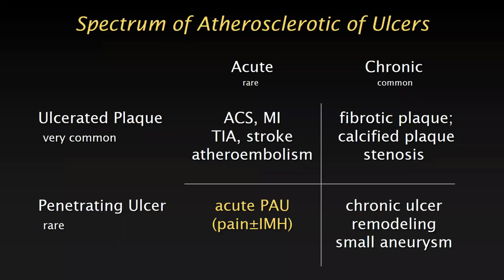But the big picture of acute penetrating atherosclerotic ulcer is that it's a small spectrum of all the atherosclerotic changes that you can see in patients with severe atherosclerosis. And a penetrating atherosclerotic ulcer is just the deeper version of the atherosclerotic plaque or the ulcerated plaque. And that's much, much more common. I don't know, 100 times more or 1,000 times more common.